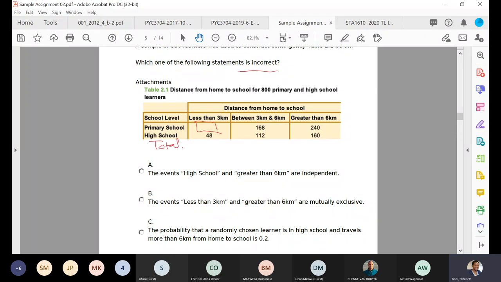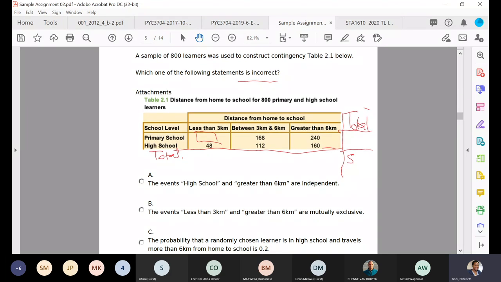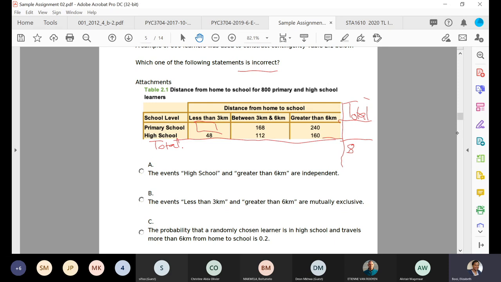So what we can do is calculate the total there and the total there. Quickly do the totals before we go to the questions, and you can check that the total should give you 800. The total for the high school row is 320. Then you can calculate the total for primary, which is 800 minus 320, which is 480. Then take 480, subtract 240, subtract 168.